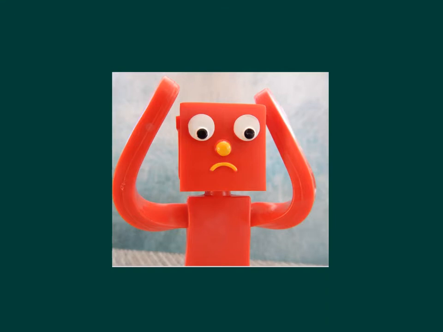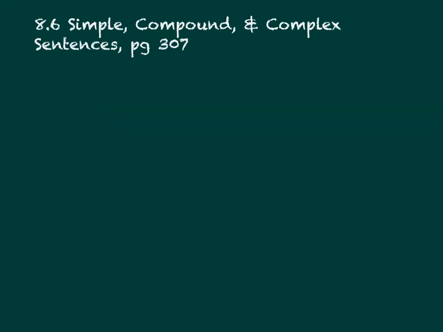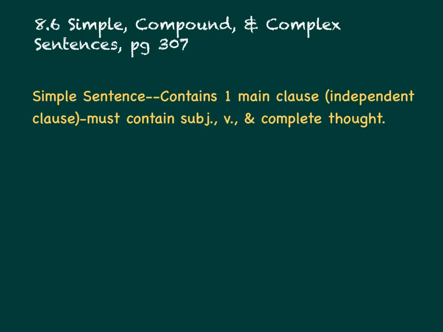Let's begin. Please label your notebook 8.6 Simple, Compound, and Complex Sentences, page 307. Simple sentence. It contains one main clause, also known as an independent clause, and must contain a subject, a verb, and a complete thought. Hint: one main clause equals a sentence.